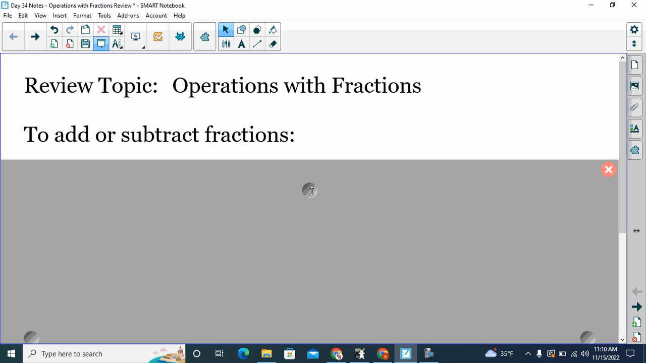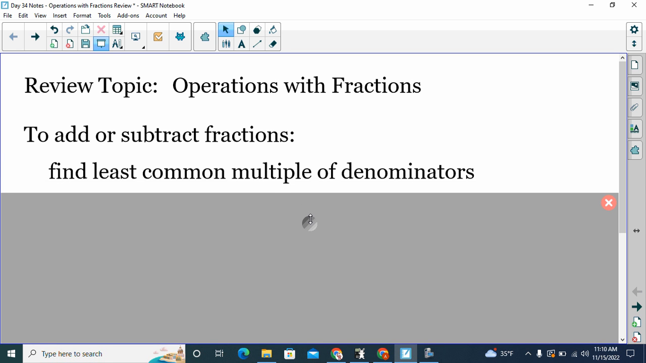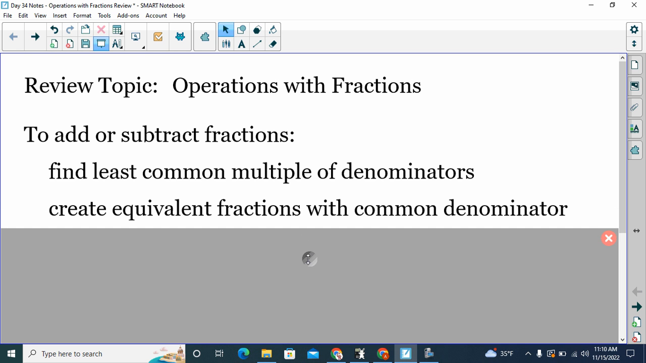So to add or subtract fractions, the steps are the same whether we're adding or subtracting the fractions. The first thing we need is a common denominator. So we will find the least common multiple of all the denominators. From there, we will create equivalent fractions that have that common denominator. All of the denominators should be the same, whatever that least common multiple of the denominators was.